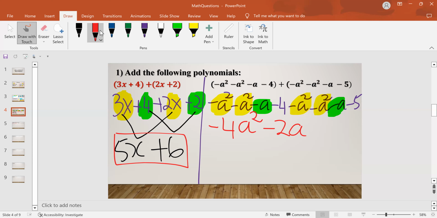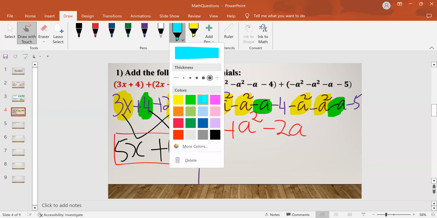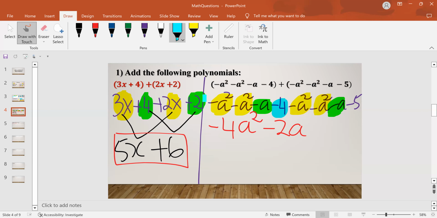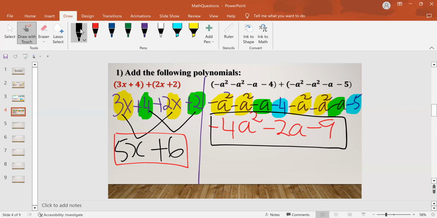We continue. We have negative 4 and negative 5. We combine, both have the same sign. So we add 4 to 5 is 9, and we keep that sign, which is negative. So we're going to have negative 9. Therefore, we have negative 4a squared minus 2a minus 9.